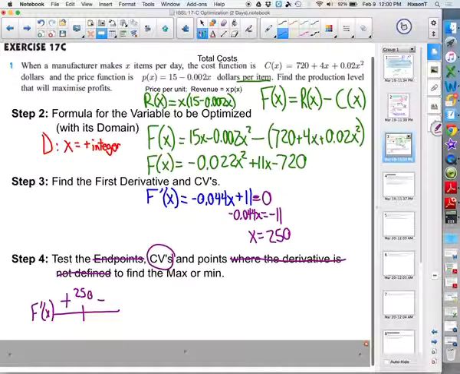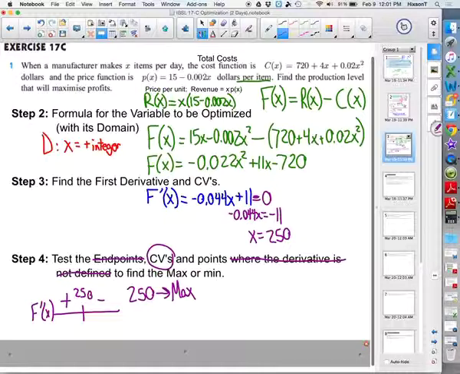We plug in 1, we're going to get negative some small fraction plus 11, so that is a positive value, so it is increasing. Then you would want to try something bigger than 250. Let's try 1,000. That'll make it negative 44, plus 11 is a negative 33, so it is decreasing. Okay, so we have this sign diagram that confirms that 250 is the max, okay? 250 yields a max, okay?